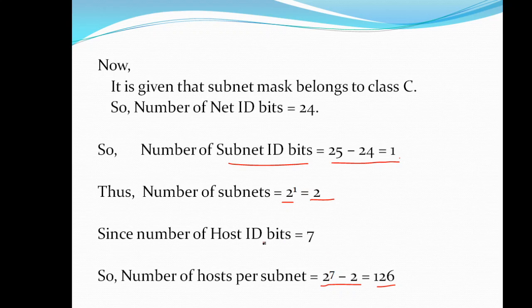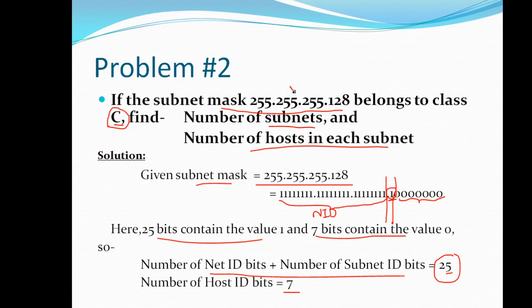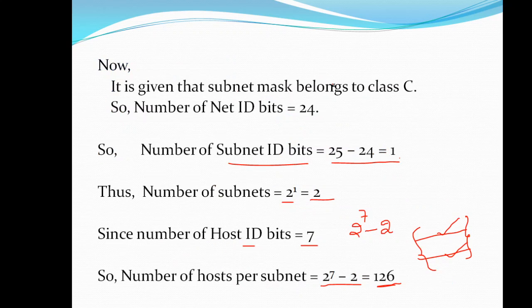Generally with 7 bits, 2 power 7 combinations of IP addresses are available, but from that we are reducing two IP addresses, all zeros and all ones. These two are the reserved addresses. Okay, all zeros represent the network ID and all ones represent the broadcast address, sorry, limited broadcast address. So by reducing those two IP addresses, the number of hosts available in that particular subnet is 126. So with this we can say that in this particular subnet mask we have two subnets and in each subnet we have 126 hosts.